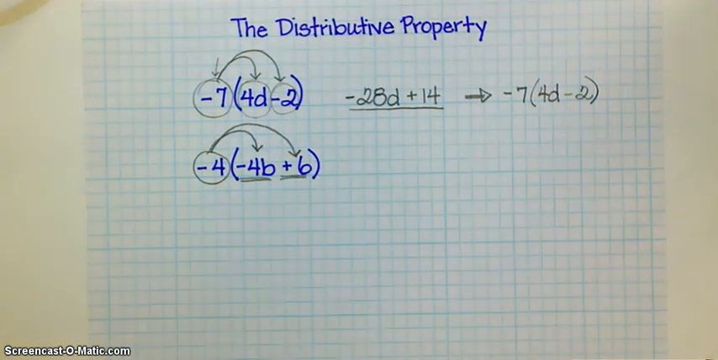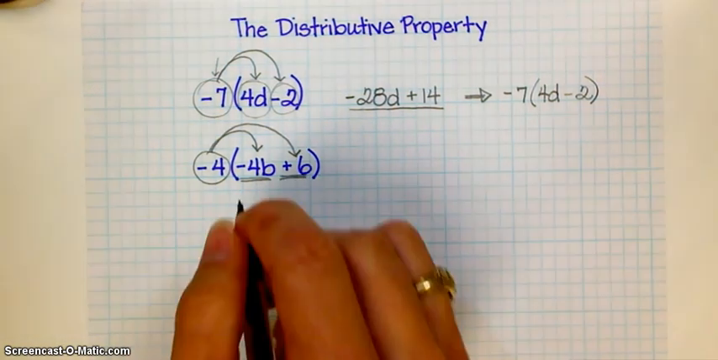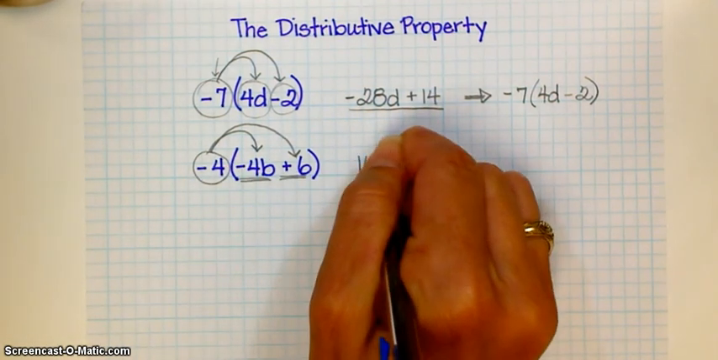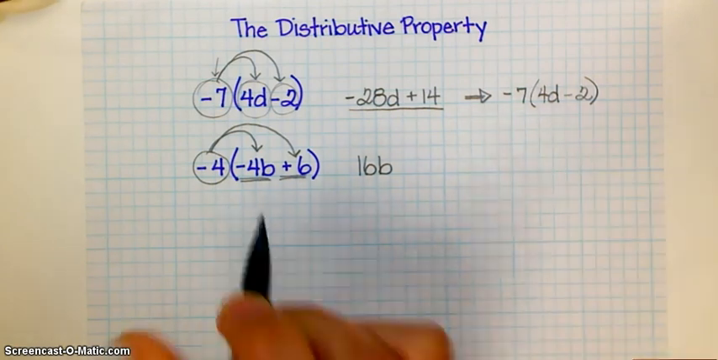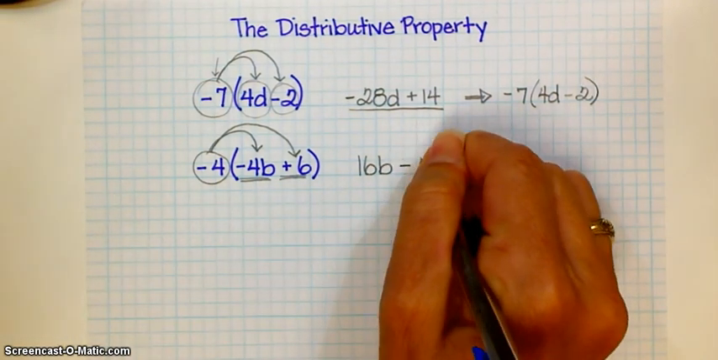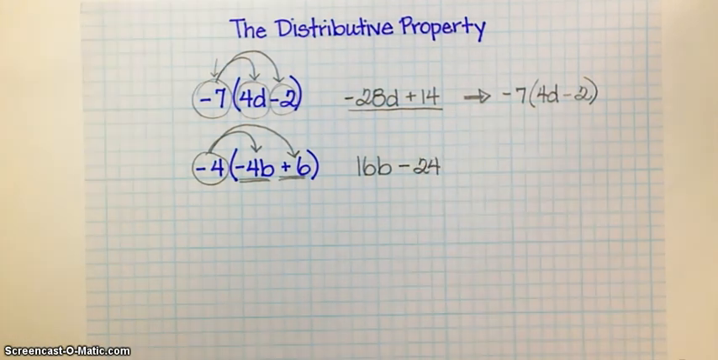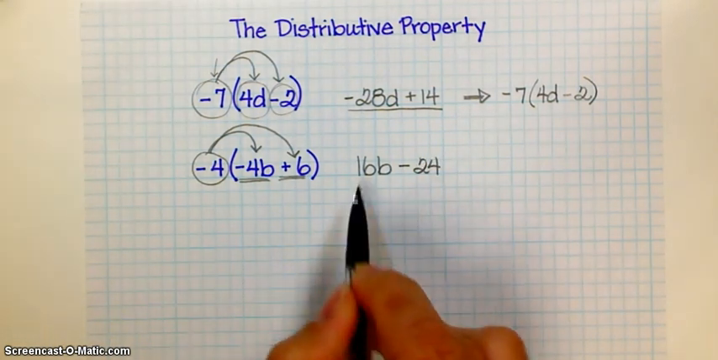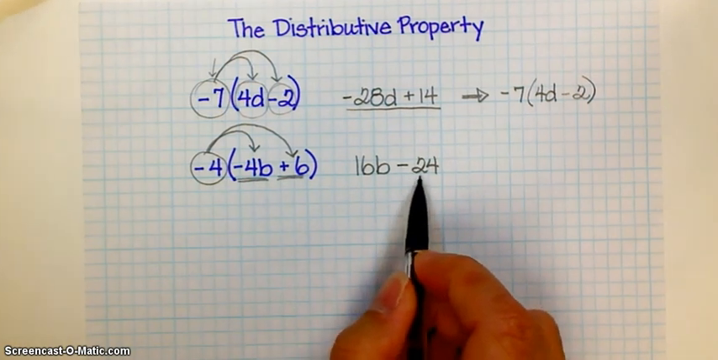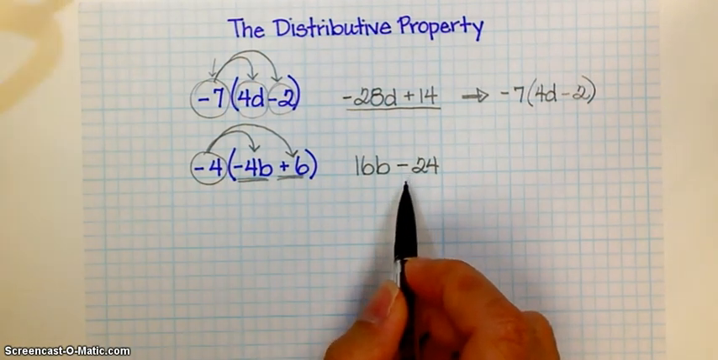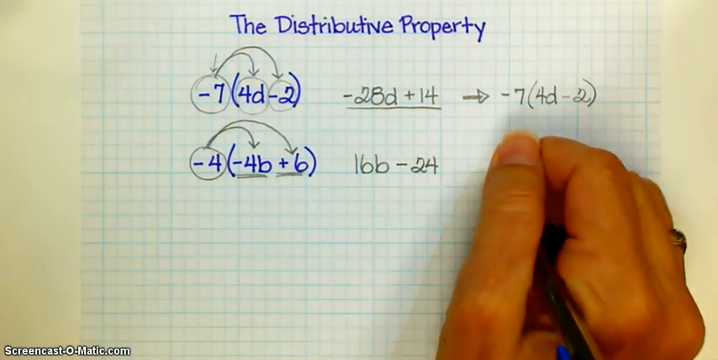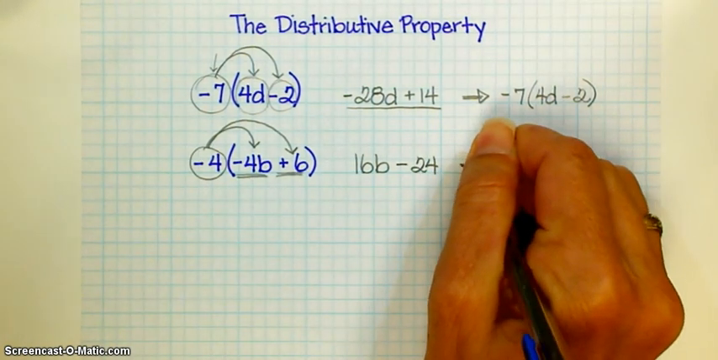All right. When you do the distributive property on this next one, -4 times -4b is going to give you a positive 16b. And then -4 times a positive 6 is -24. Okay? And again, looking at it, I can tell that both of these are divisible by 4. Both of them, frankly, are divisible by -4 if I wanted to do that. So I can pull out a common term. And I can go ahead and undo what I did.